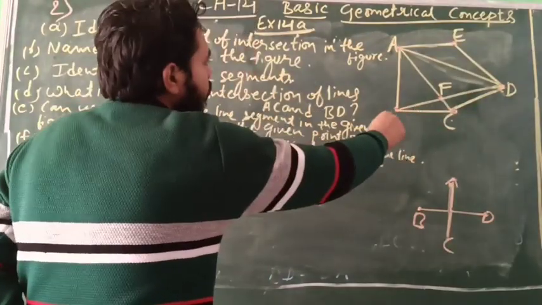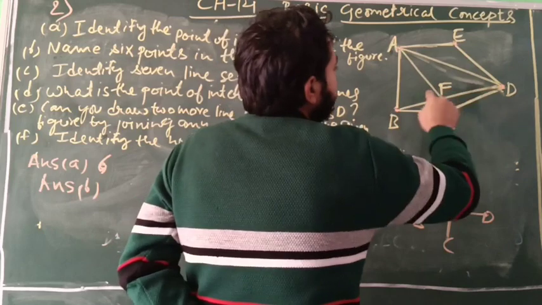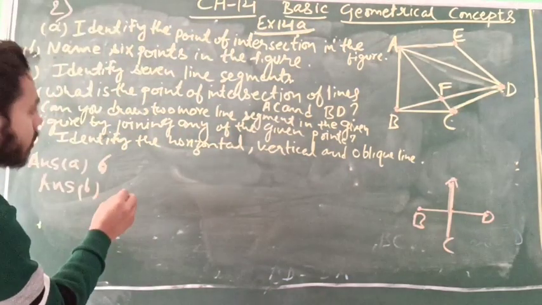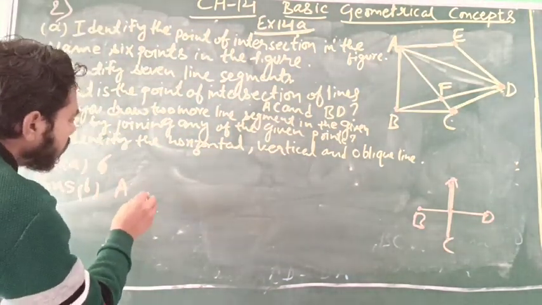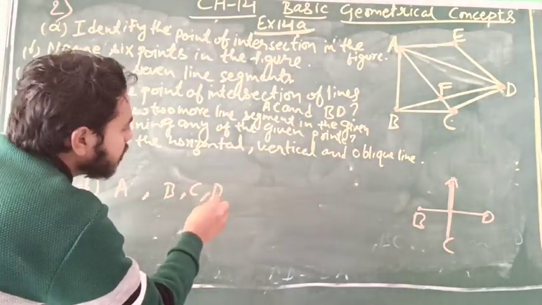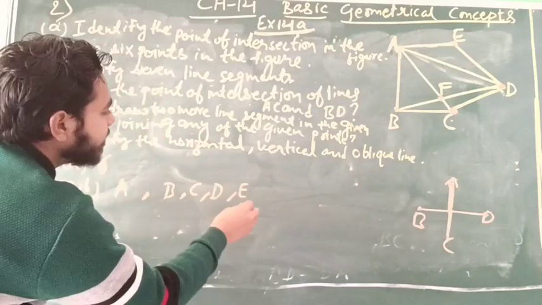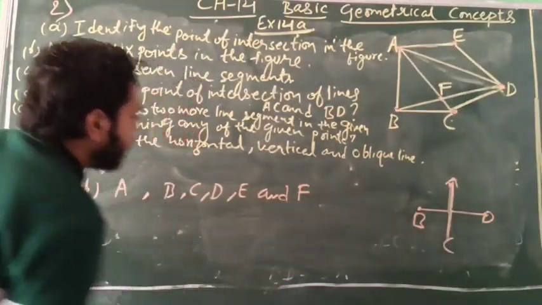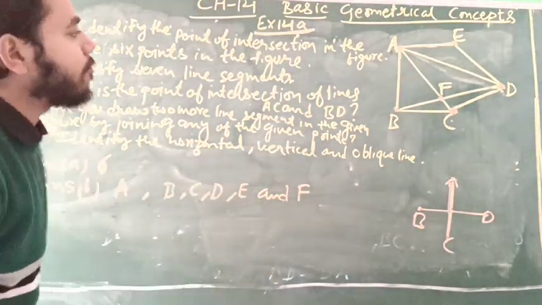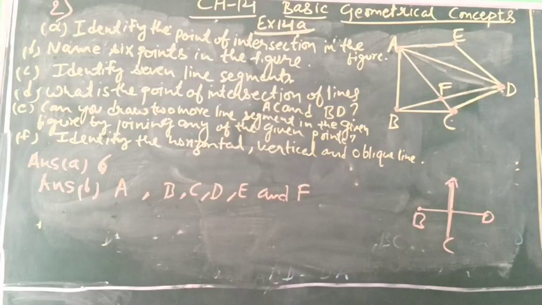We have to count and write the points. Here you see that A, B, C, D, E, and F are the points. So you just write A, B, C, D, E, and F. Okay, the answer of B will be A, B, C, D, E, and F. A, B, C, D, E, and F are the points.